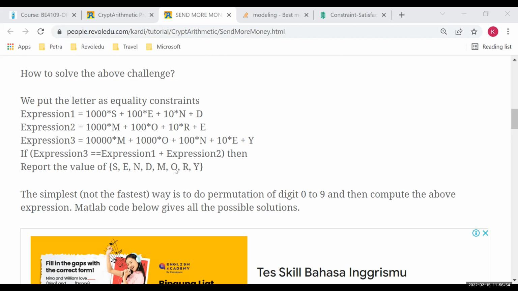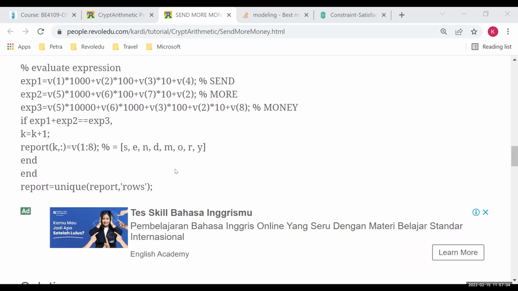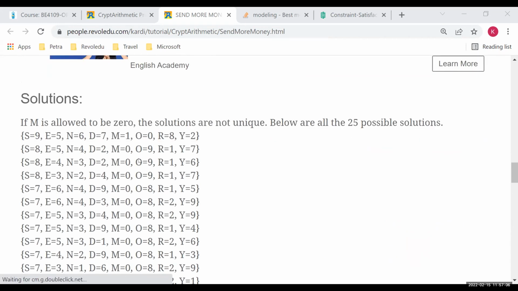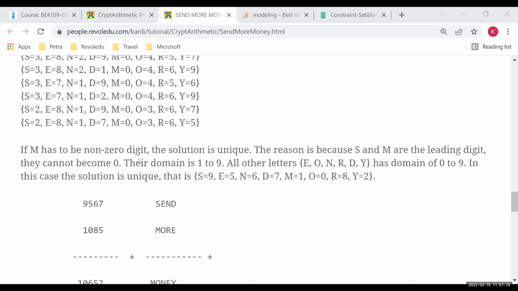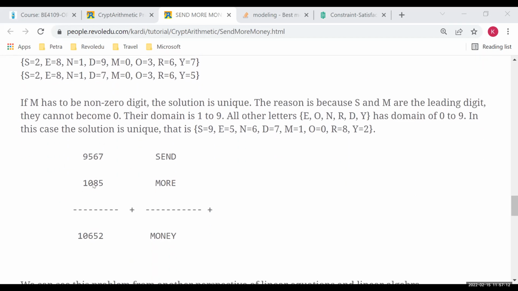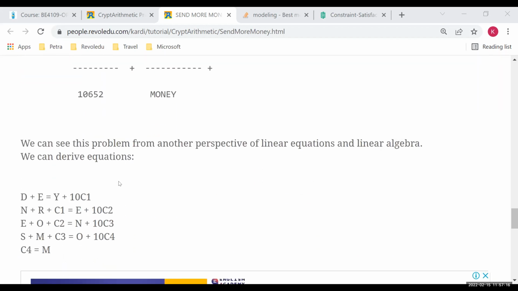So this is a permutation problem, and not necessarily all different. In this case, we cannot use Excel. I'm using MATLAB in this case, but there are so many solutions. And this is the actual solution. This kind of problem you can use Minisync to solve.